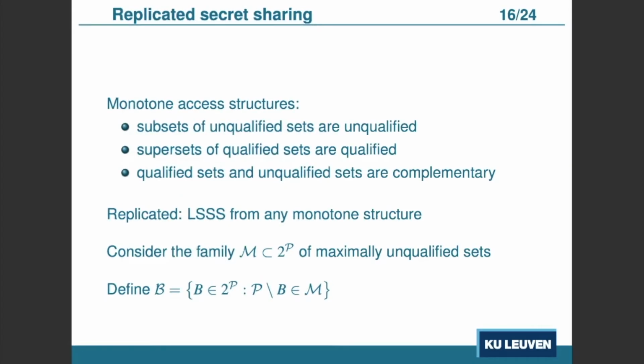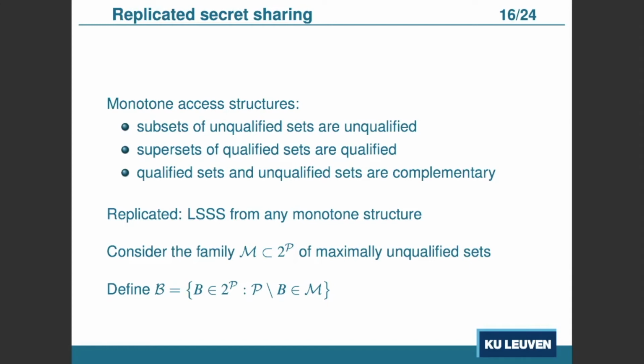So we are using a general replicated secret sharing scheme, which is a very general method to get linear secret sharing starting from any monotone access structure. And a monotone access structure is defined by two families of sets of players, the unqualified and qualified sets of players. And these two families come with a partial order in them. And they are also complementary to each other, meaning that a set of players is either qualified or unqualified.